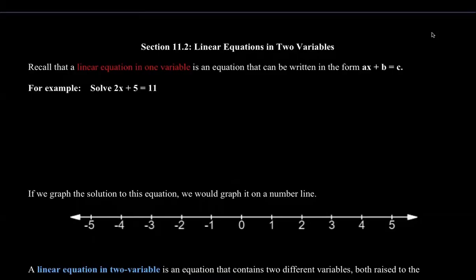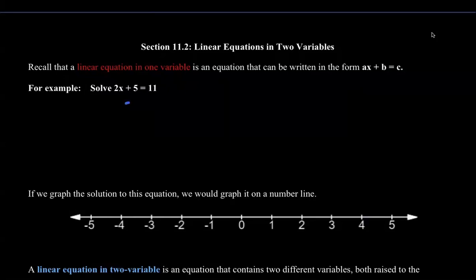Recall that a linear equation in one variable is an equation that can be written like that, ax plus b equals c. That might look like 2x plus 7 equals 9, something like that. Or let's use that example: 2x plus 5 equals 11. If we graph the solution to the equation, we would graph it on a number line.